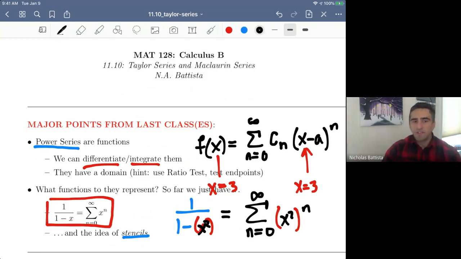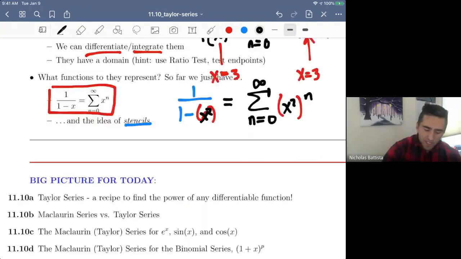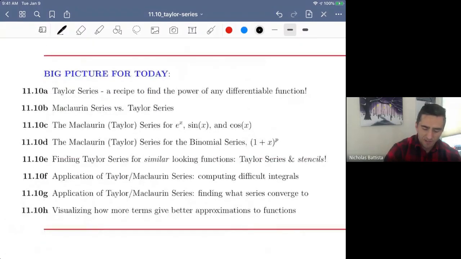Well, today what we're going to do is extend these same exact ideas for power series. So everything we've learned for power series still holds true. The only difference is we're going to ask ourselves, how can we actually find the power series for any function? And that's what's going to introduce us to this idea of a Taylor series. As we'll see today, a Taylor series is a recipe for finding the power series of any differentiable function.